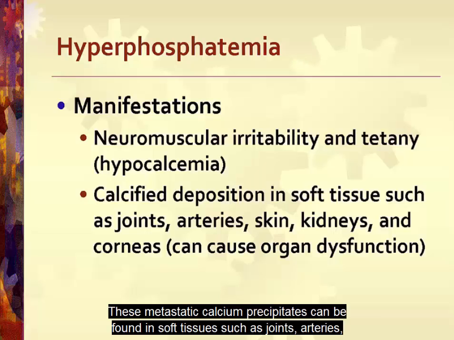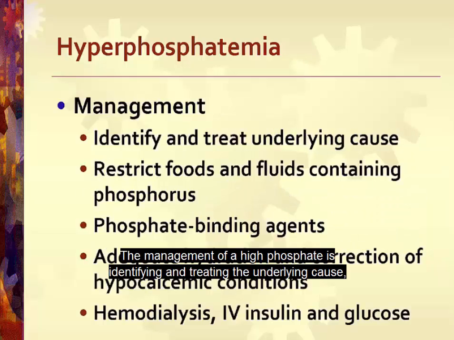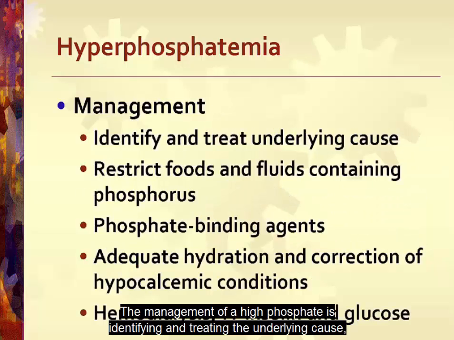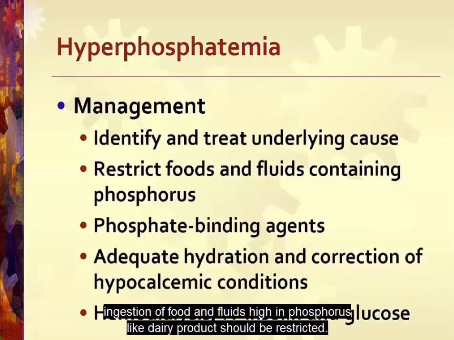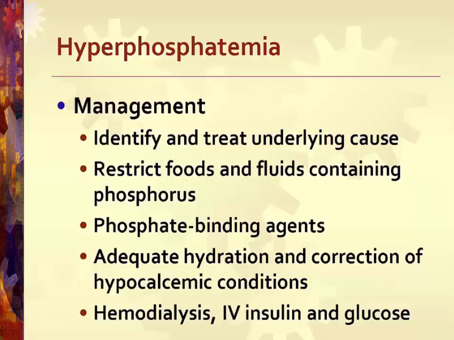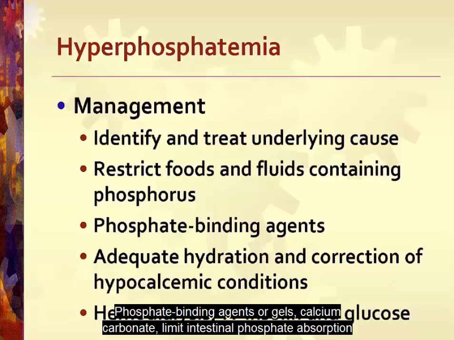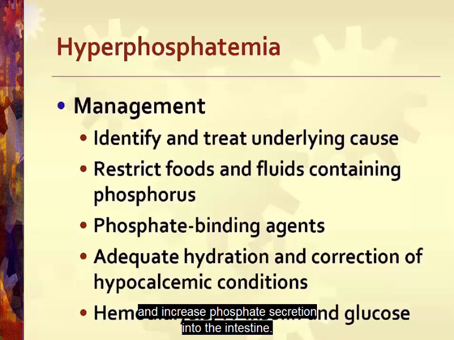These metastatic calcium precipitates can be found in soft tissues such as joints, arteries, skin, kidneys, corneas, and produce organ dysfunction, most commonly renal failure. The management of a high phosphate is identifying and treating the underlying cause. Ingestion of food and fluids high in phosphorus, like dairy products, should be restricted. Phosphate-binding agents or gels, calcium carbonate, limit intestinal phosphate absorption and increase phosphate secretion into the intestine.